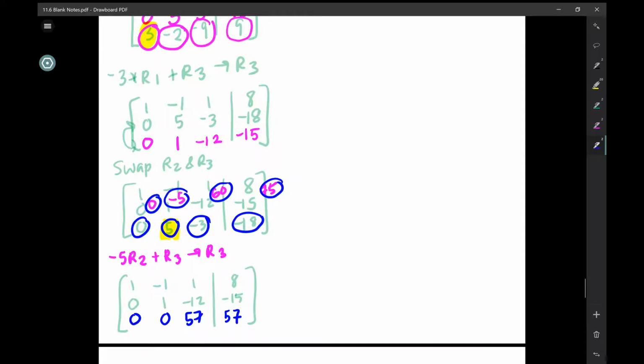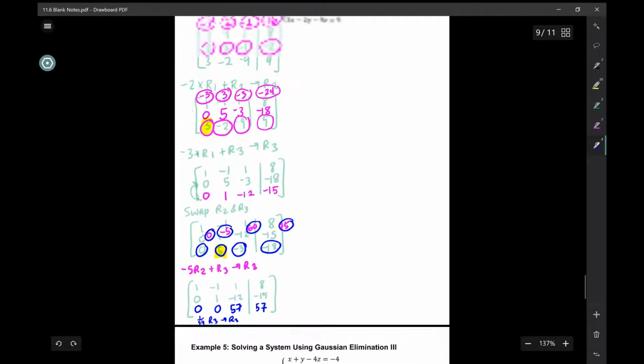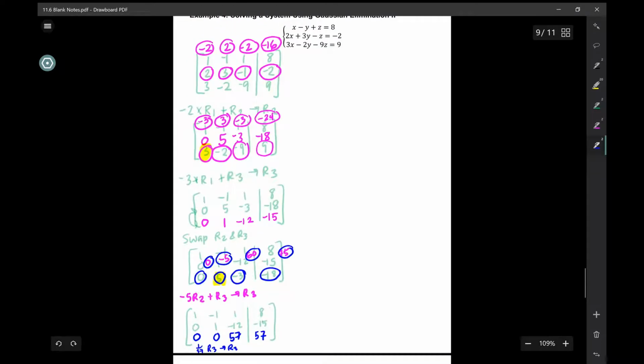So what I'm going to do is I'm going to take 1/57 or divide by 57 times row 3 and replace row 3 with that. And I'm going to do that up here. Let's zoom out just a little bit because I'm running out of space here. So row 1 is the same. 1 minus 1, 1, 8. Row 2 is the same. 0, 1, minus 12, minus 15.